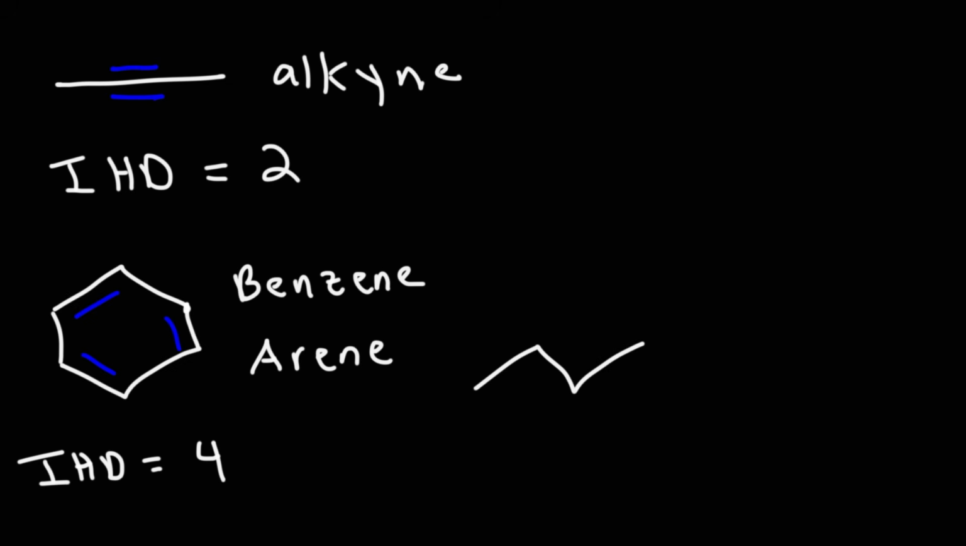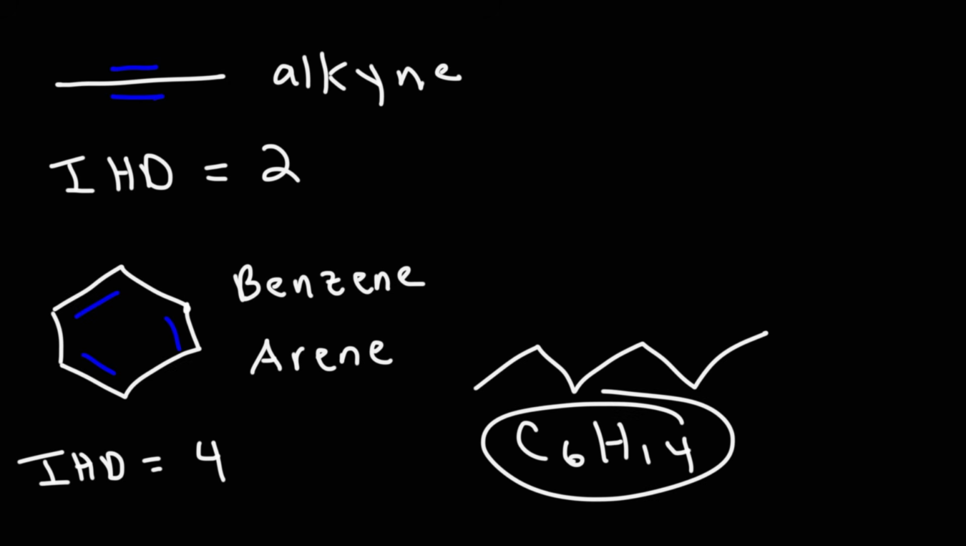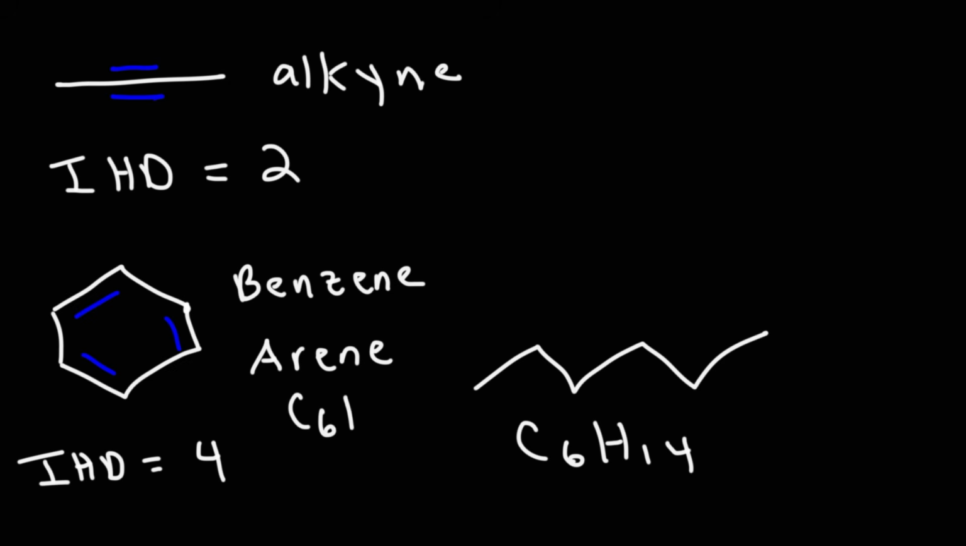So if we were to compare that to hexane, which has 6 carbons and 14 hydrogens, we could determine the number of hydrogens on this. Every time you have an IHD of 1, that means you have 2 fewer hydrogen atoms than the number of hydrogen atoms in a saturated alkane. So the maximum number of hydrogen atoms that could be on 6 carbons is 14. With an IHD of 4, 4 times 2 is 8, 14 minus 8 is 6. So the chemical formula for benzene is C6H6.